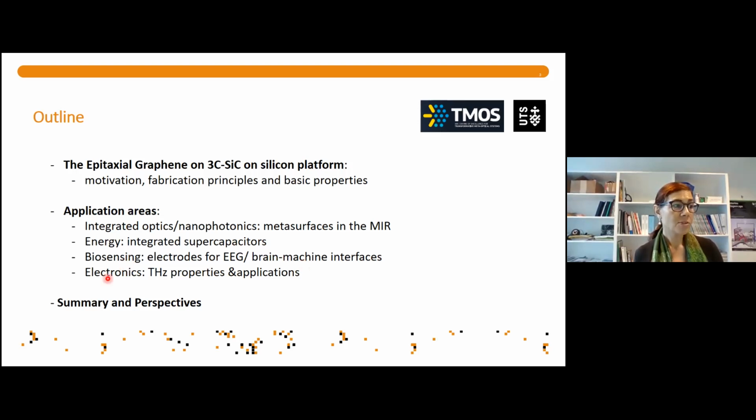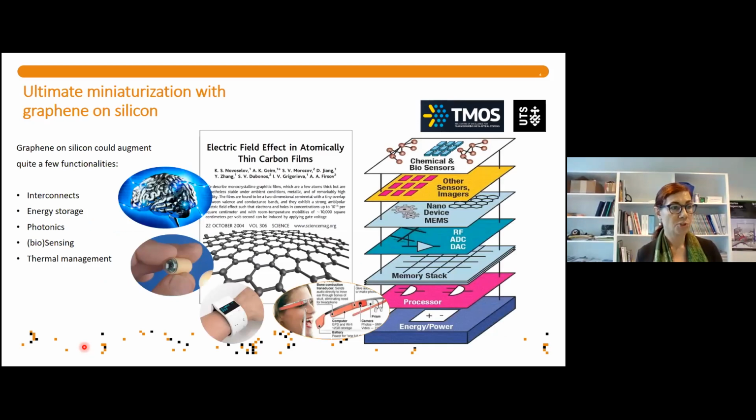And the other area, which we are still in the early phase of characterization but are working on as well, is the terahertz properties of this material and its potential metasurfaces and applications. And then, of course, I will end with summary and perspectives. Before getting to the detail of the work, I need to go through a few preambles.